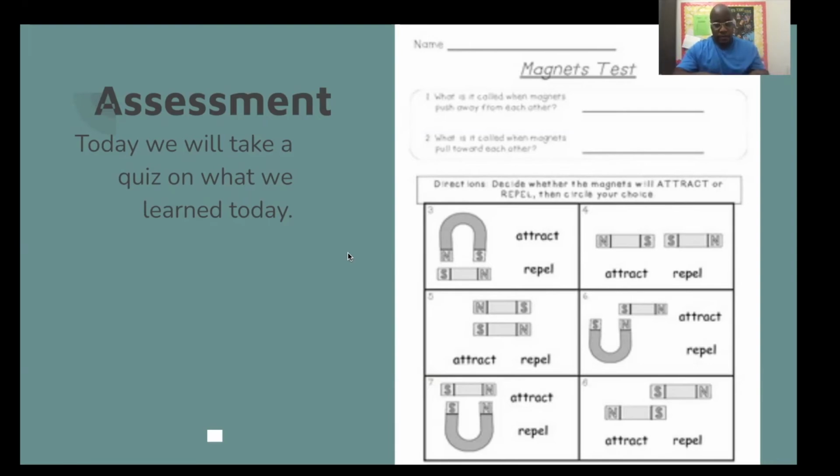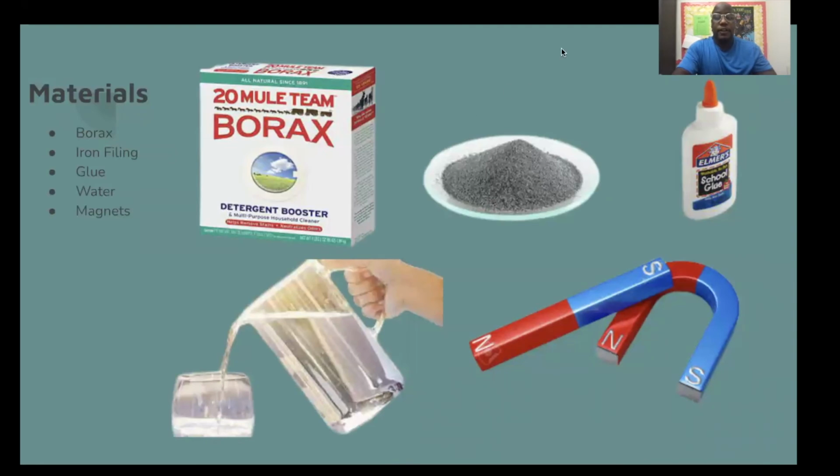And now we will move on to the fun part. And the fun part is this. We're going to need some borax and water, which we have here. We're going to need some glue that we have in here. We are going to need some magnets that we also have.